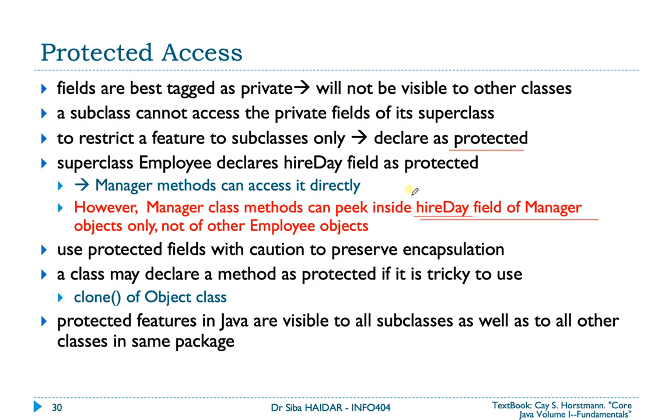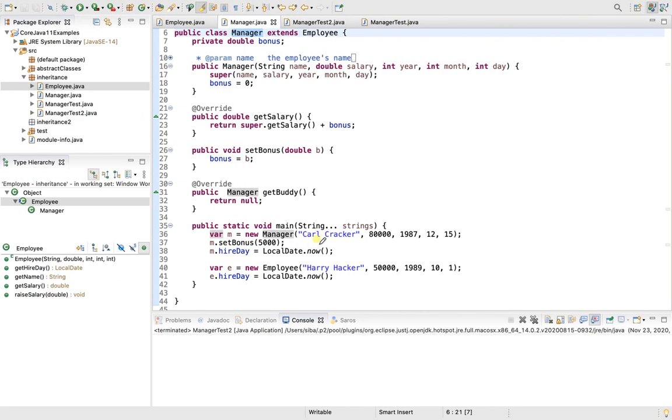But try to figure out a scenario in which the manager class can sneak inside the hire day field of an employee object. You cannot. So I found a very tricky way to explain the sentence in red, because it is very important to understand it. However, manager class methods can peek inside hire day fields of manager objects only, not of other employee objects. So I prepared this example for you.